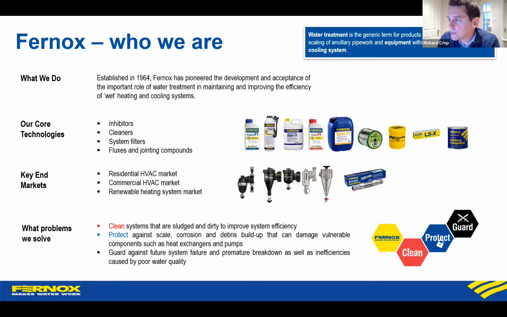So a bit more information. You can see some of the products there. Core technologies being inhibitors for corrosion inhibition, cleaners for cleaning heating and cooling systems, and system filters. Now, some of these products might not be available in North America, but just to give you a sense of the portfolio we provide across the world, and the products we know about. So when it comes to fluxes and jointing compounds, we make them, and so you would expect we would have a good idea of how to clean them as well.